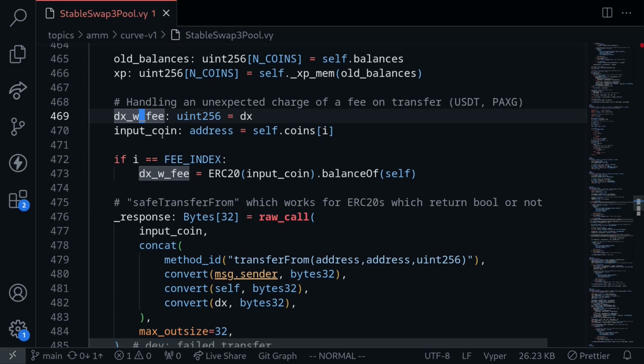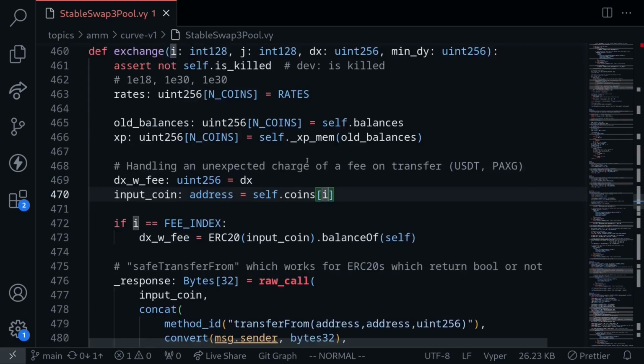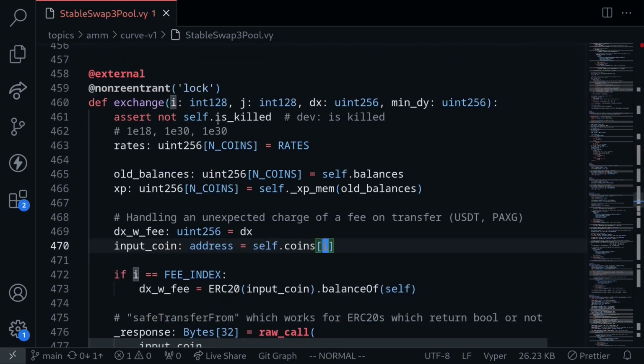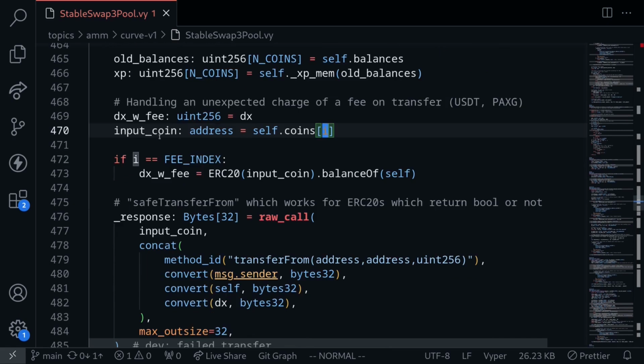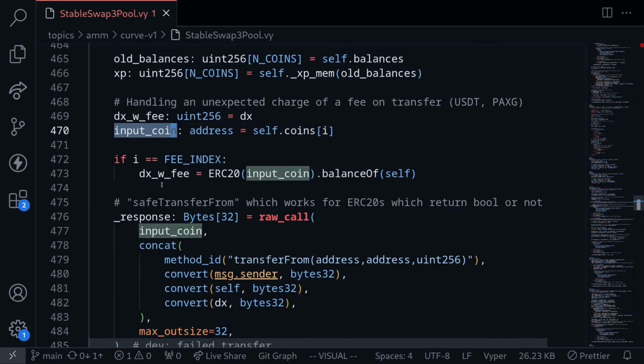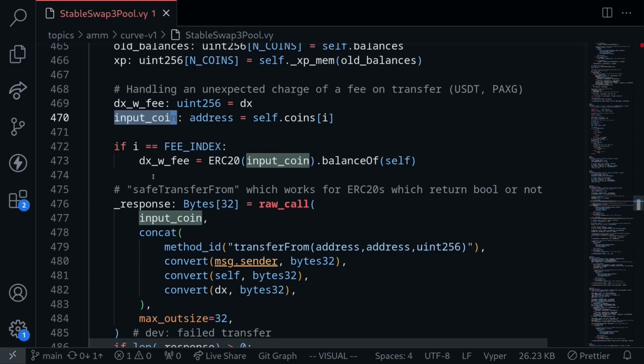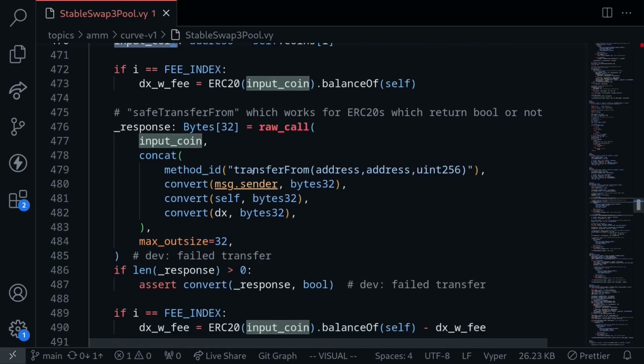Next, it gets the address of the input token. This will be stored in coins of i. Remember, i was an input from over here that specifies the input token. So it gets the address of the coin that's going to come in. And if this input token has a fee on transfer, then what the pool contract will do is first get the balance before transfer, and then get the balance again after transferring. The difference will be the actual amount that came into the pool. For simplicity, let's say that there is no fee on transfer. Okay, so moving on. Next, it calls the function transferFrom to transfer the token in.